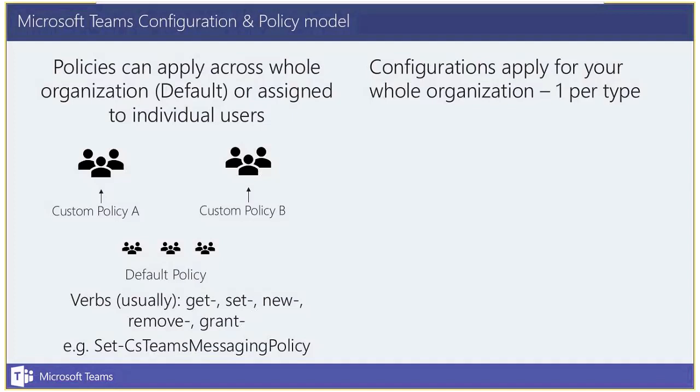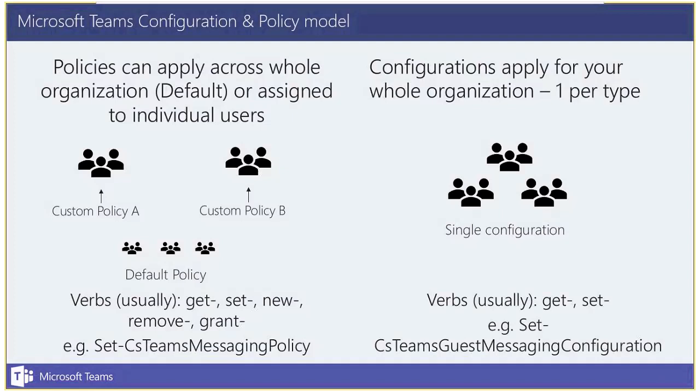Many of these policies are exposed for management within both the Microsoft Teams and Skype for Business Administration Center, and also via PowerShell. So if you think about the types of verbs that we expose for policy management scenarios, they are usually get, set, new for managing the policies themselves, and then remove and grant for assigning those policies to users. On the other hand, configurations are going to apply globally across your whole organization, and there's going to be one per type. The verbs there are usually get or set, and a good example here is right now we have single configurations that you can set up for specific elements of a guest user experience within Teams.